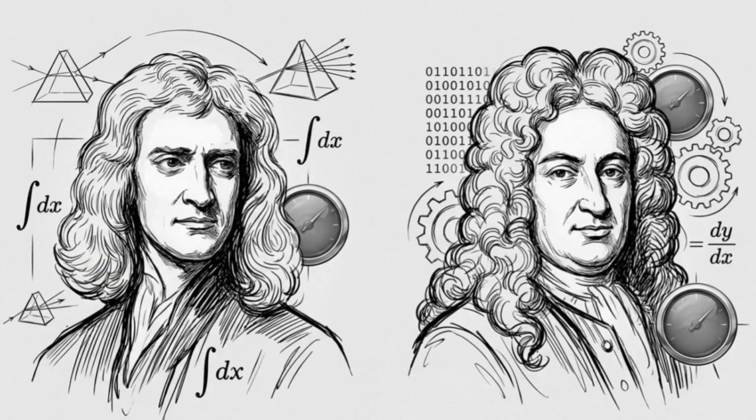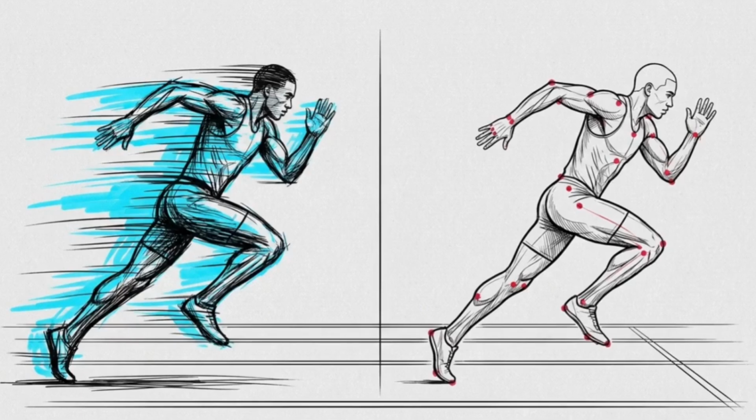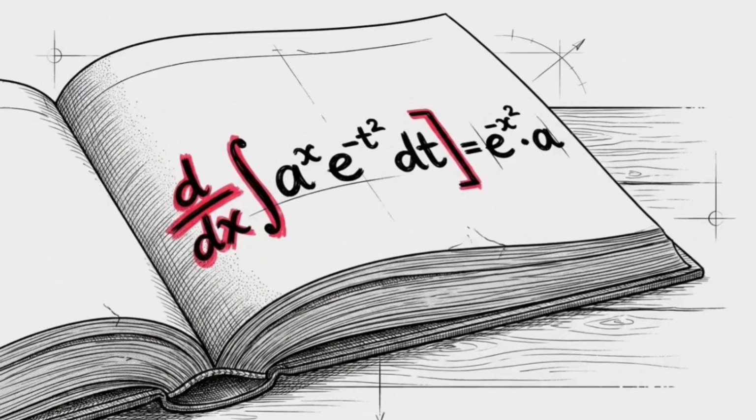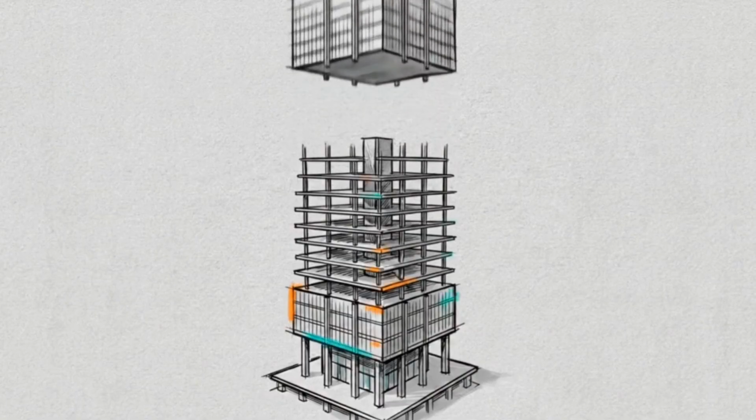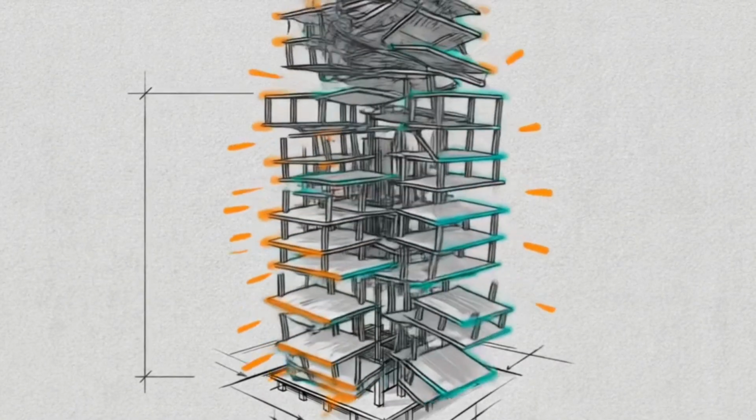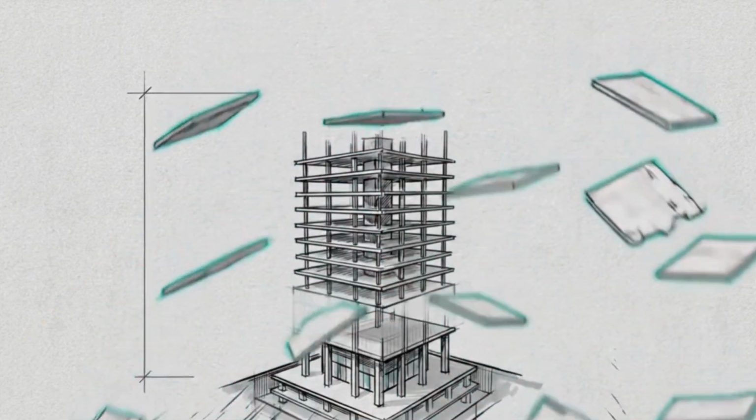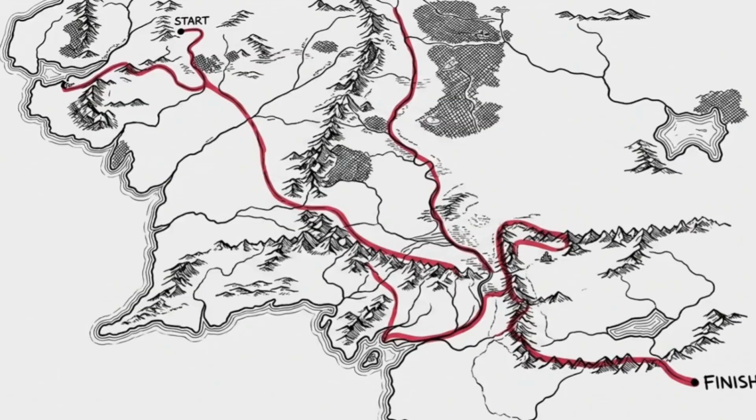Isaac Newton and Gottfried Leibniz discovered that these two processes are exact opposites. They are two different ways of looking at the same movement. This connection is known as the fundamental theorem of calculus. It proves that taking a whole apart and building it back up are mathematically linked. If you know how to do one, you can find your way to the other.